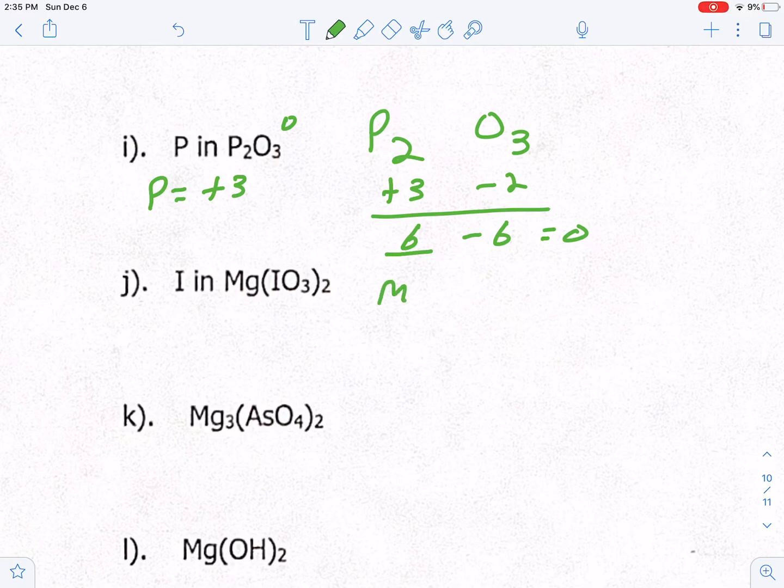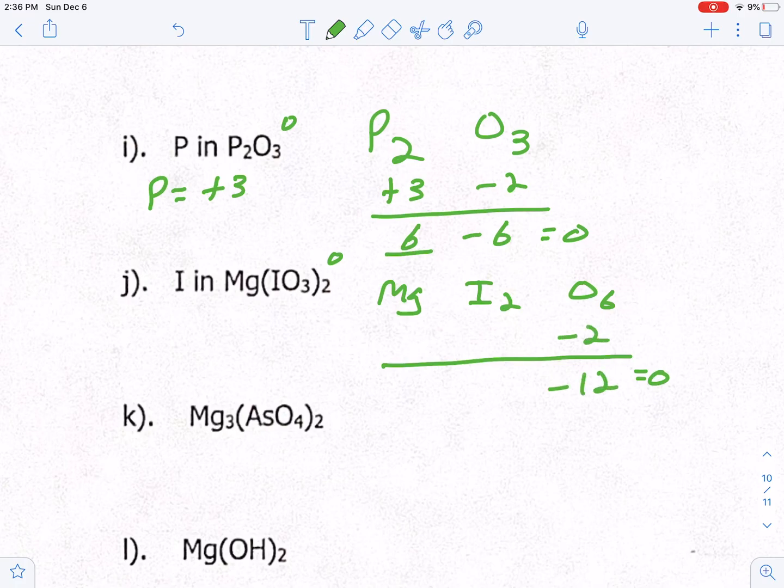Next one, Mg. I have 2 I's because of that parentheses, and I have 6 oxygens because of that parentheses. There's no charge, so I'm going to set that equal to 0. So oxygen has a charge of minus 2. 6 times minus 2 gives me minus 12. Mg has a charge of plus 2 on the periodic table. So 2 plus blank minus 12 equals 0. That's going to be 10. And since there's 2 iodines, I'm going to divide 10 by 2, so that means each one has a charge of plus 5. So iodine has a charge of plus 5.